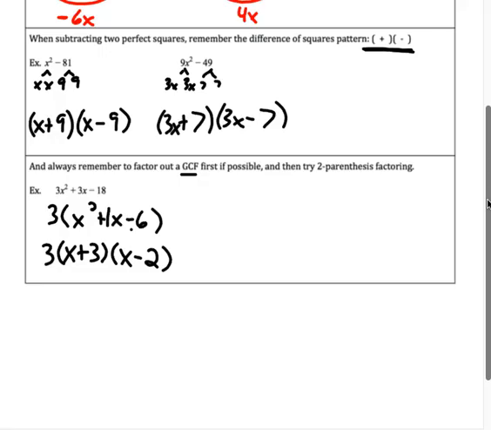So lots and lots of cool, fun factoring methods that we have to make sure we remember to tell apart on how to do each one.